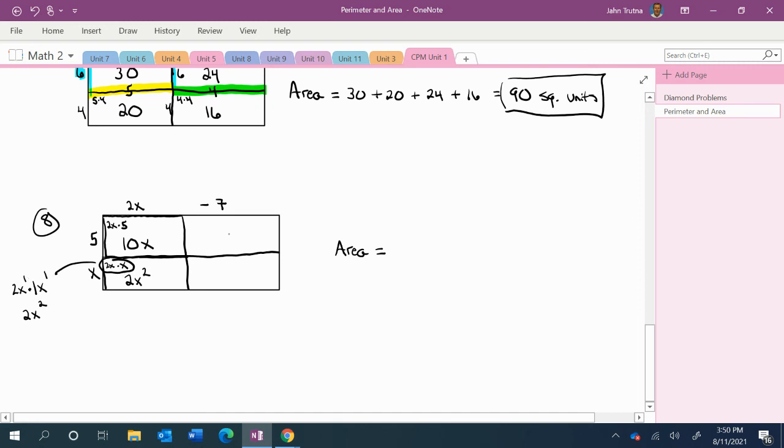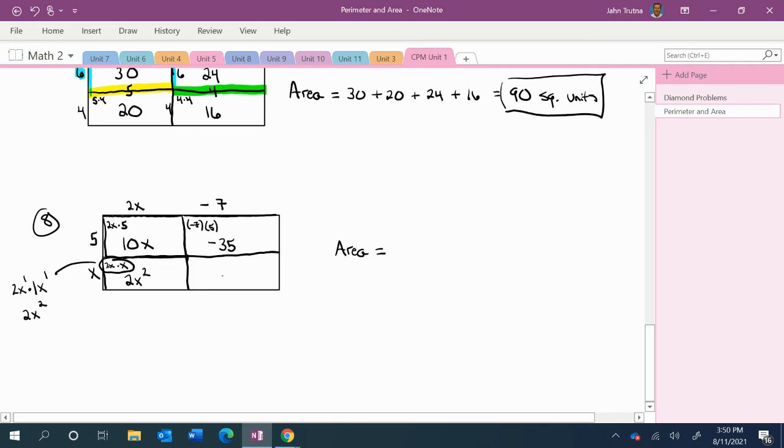Okay, let's go to the top right rectangle. Let's find the area. We have the top part, which is the length, is negative 7. We're going to multiply that with its width, which is positive 5. Negative 7 times positive 5 gives me an area of negative 35.